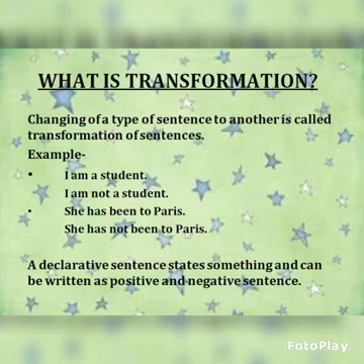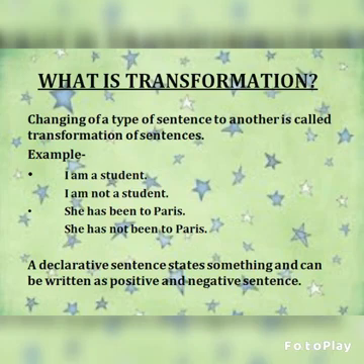For example, I am a student. Here it is a declarative sentence. As you have already learned, a declarative sentence states something and can be written as positive and negative sentences. Now positive sentence and negative sentence, you all know that. A sentence which has words like no, not, nothing, never, etc. in it is called a negative sentence. And other kinds of sentences which do not contain these words like no, not, neither, none, etc. are called positive sentences. So here, I am a student is a positive sentence.